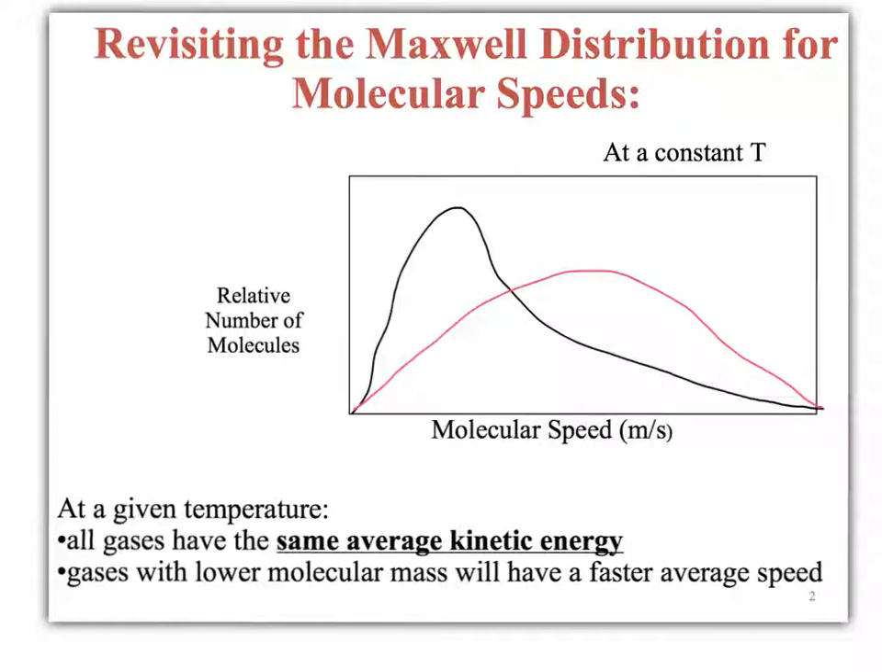When we revisit the Maxwell distribution for molecular speeds, this is just a rough sketch. Of course, the black line represents the molecular speeds at a lower temperature, and the red line is a little more flattened out. The molecular speeds at a higher temperature will have a higher average speed. But at any given temperature, all gases have the same average kinetic energy. And the gases with lower molecular masses will have faster average speed. Like we talked about before, things that are lighter travel faster.